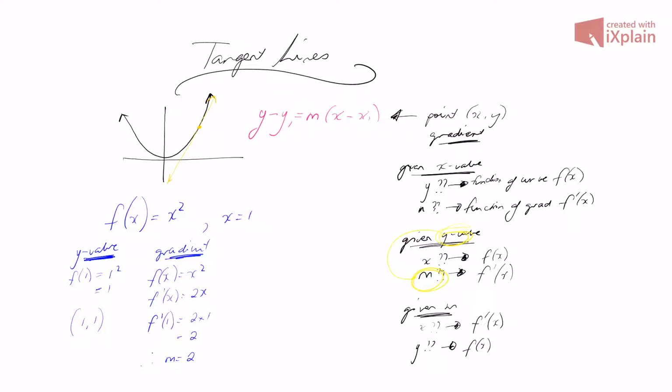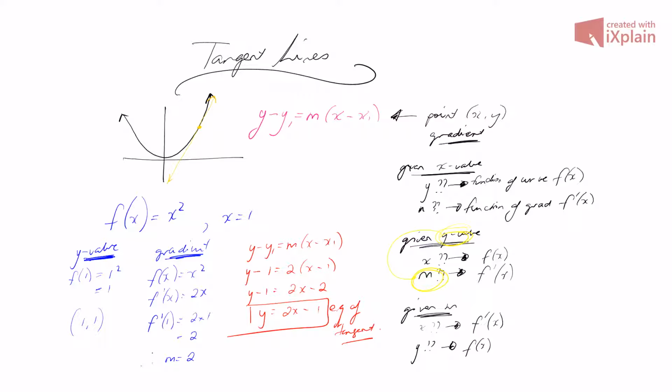Now the only thing that we've got to do is substitute it into our point gradient formula. Write down the formula, fill it in. Equation of the tangent. So if we were to draw the curve of x squared and then draw a tangent line at the point (1, 1), the equation of that tangent line would be y equals 2x minus 1.